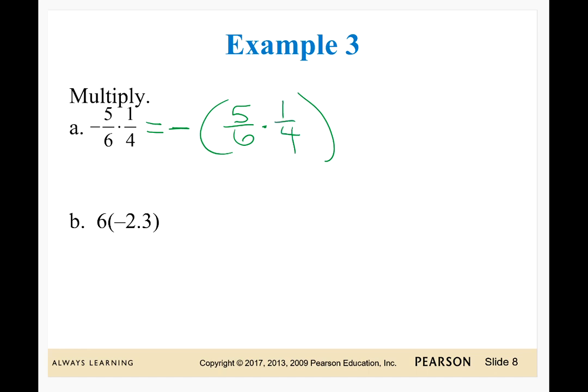So again, when you're multiplying fractions, remember you should look for anything that you can simplify first. And I noticed that the only factors I have in the numerator are 5, and there are no factors of 5 in the denominator. So I'm just going to multiply straight across. So negative 5 times 1 is 5, and 6 times 4 is 24. So there is my final answer, negative 5/24.